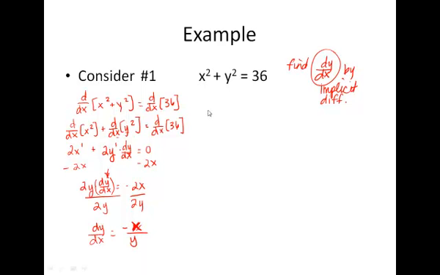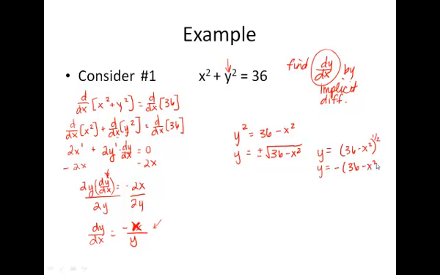I do want to show you something. If you were to solve for y, I'm going to show you what you would get. You would get y squared equals 36 minus x squared, and then you would get y equals plus or minus the square root of 36 minus x squared. You could derive that, and you're going to get the very same result as what you got here. However, what you do have to do for this one is solve it 2 separate ways. One is negative and one is positive. So I'm going to rewrite this as y equals 36 minus x squared to the 1/2. I'm also going to write it as y equals negative 36 minus x squared to the 1/2.